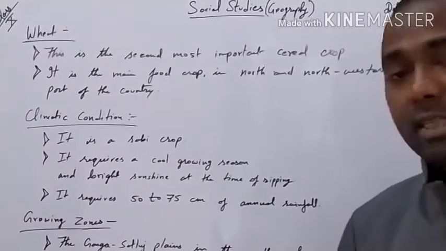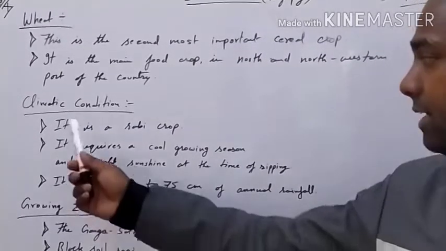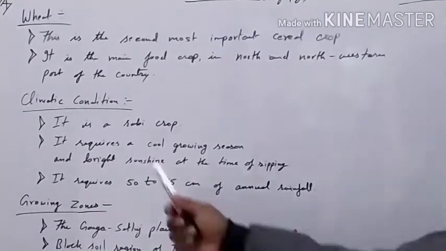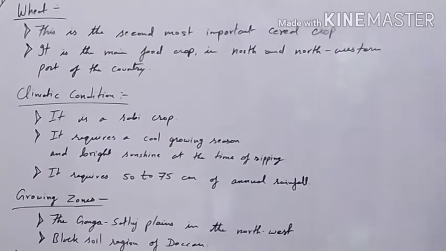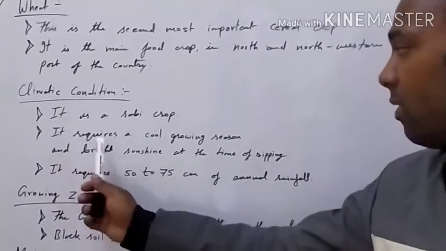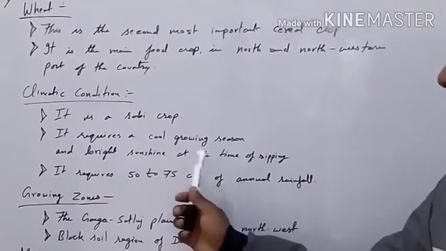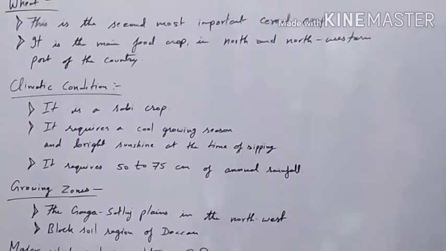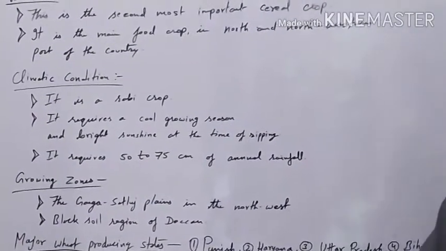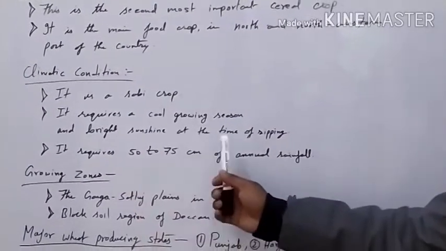Now what are the climatic conditions required for the growth of wheat? Let us see this. It is a rabi crop. When we talk about a rabi crop, we understand that it is grown in the winter season. It is sown in the winter season. It requires a cool growing season and bright sunshine at the time of reaping. So it is a kind of crop which has a peculiar kind of reaping time, that is the bright sunshine at the time of reaping.